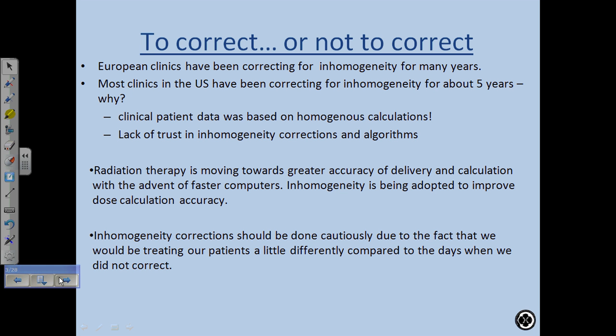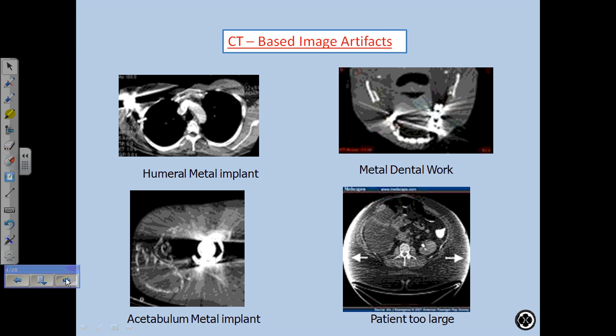Radiation therapy is moving towards greater accuracy in delivery and calculation with the advent of faster computers. Inhomogeneity is being adopted to improve those calculations, so it's also more accurate. It should be done cautiously due to the fact that we would be treating our patients a little differently from how we treated them in the past. Okay, so those are just some points that we talked about last class, and I just put them on a slide.